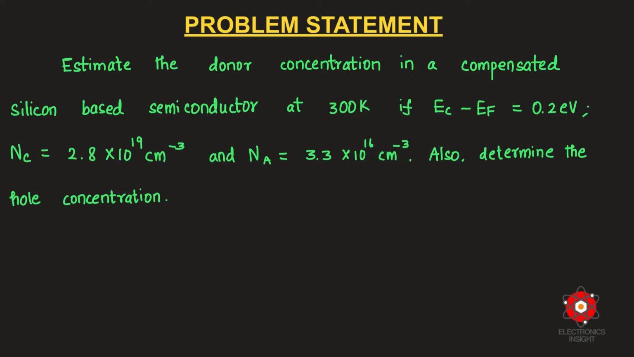The first problem says that we need to estimate the donor concentration in a compensated silicon-based semiconductor at 300 Kelvin, if EC minus EF, where EC is the conduction band energy level and EF is the Fermi energy level, is 0.2 electron volt. The next parameter given is the density of states in the conduction band, NC, which is 2.8 into 10 to the power 19 per centimeter cube. The acceptor doping concentration is 3.3 into 10 to the power 16 per centimeter cube. So now we also need to determine the hole concentration.